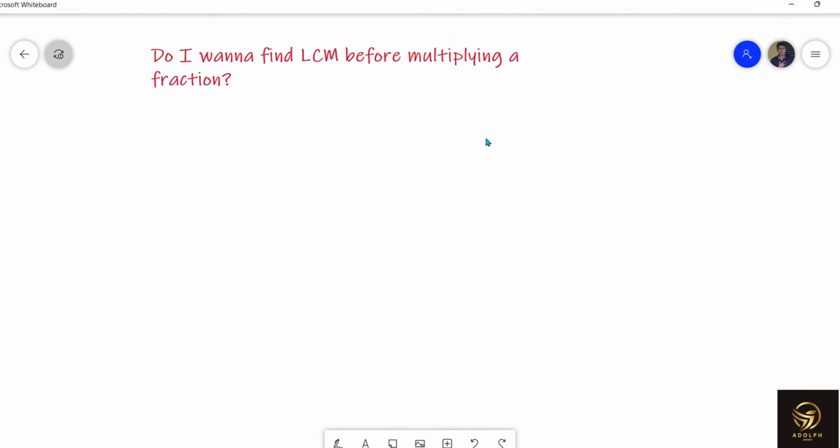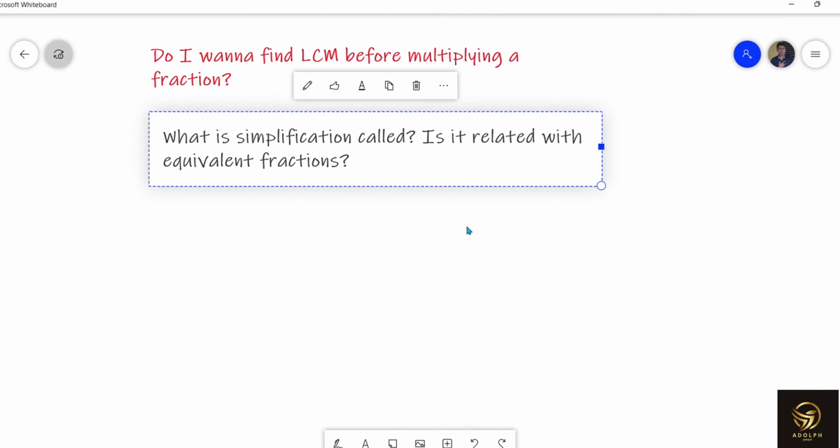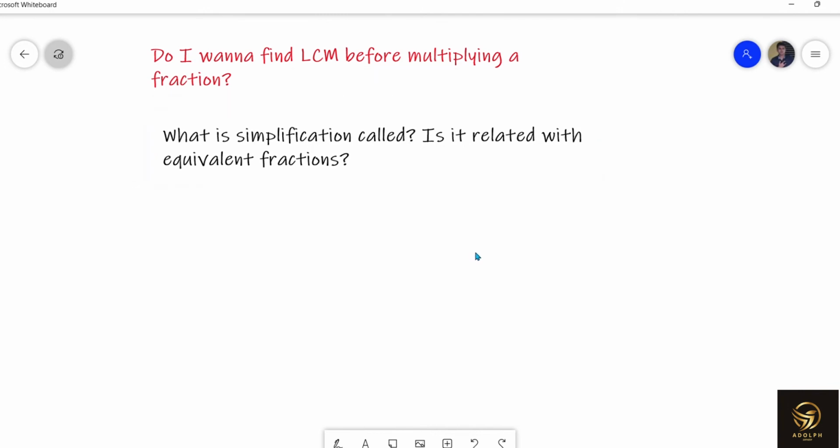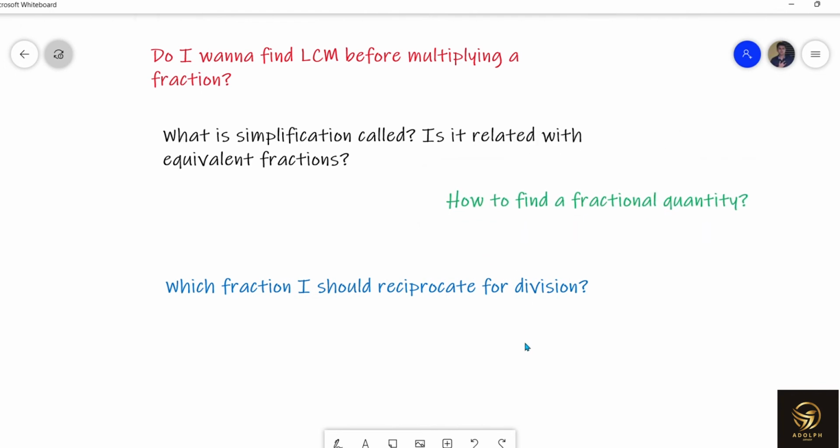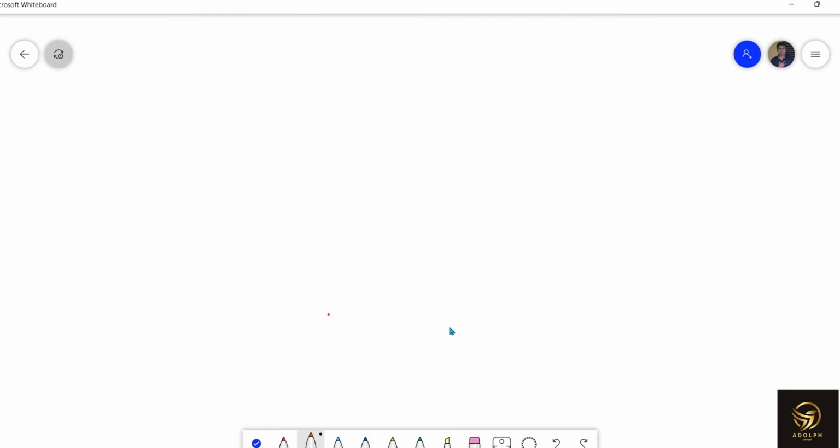Do I want to find LCM before multiplying a fraction? What is simplification called? Is it related with equivalent fractions? How to find out a fractional quantity? Finally, which fraction should I reciprocate for division? To know the answer for all these questions, let us get into the video.